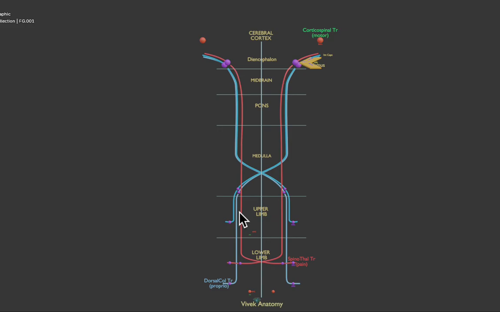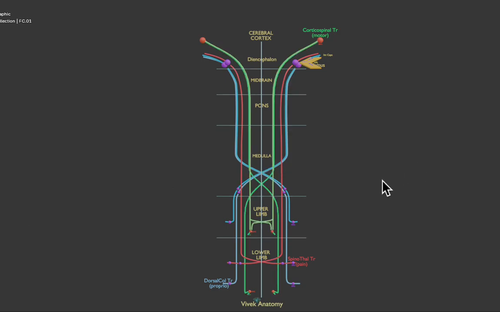Also in the dorsal column tracts, it's plural. We have two tracts, one coming from the lower limb called the fasciculus gracilis or the gracile tract, one coming from the upper limb placed laterally, that's called the cuneate tract or the fasciculus cuneatus. But after crossing in the medulla, they both form a common bundle called medial lemniscus.